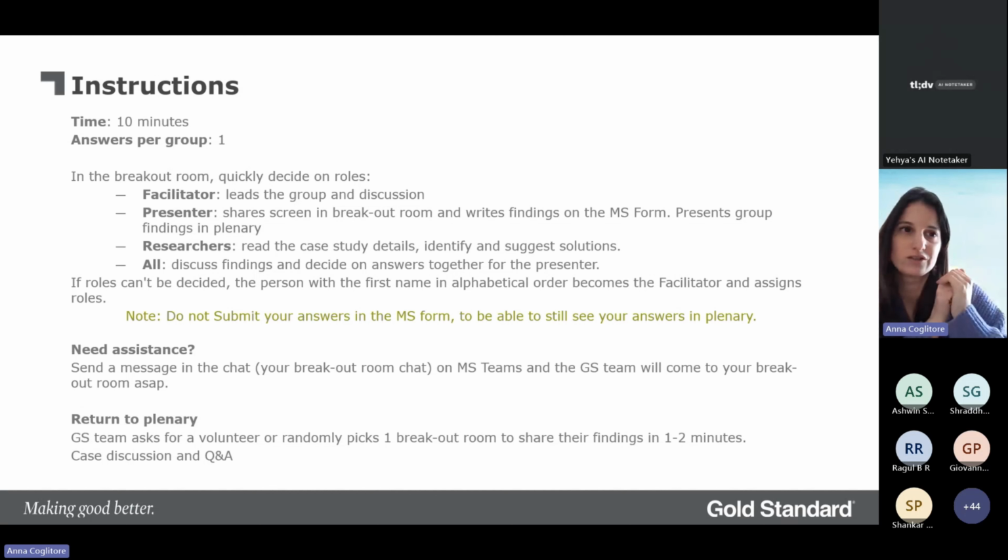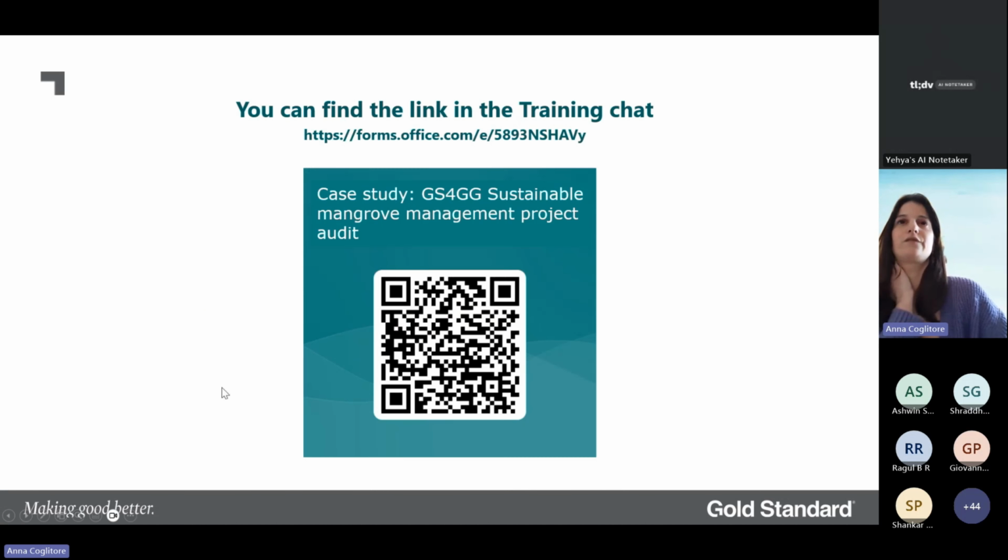So here is the link. You can either scan it with your phone, but you don't need to, because I am also going to put it in the chat. I hope you can see it. I think we're all ready. We're ready to go into breakout rooms right now. So I'm going to open the rooms now. Good luck and have fun.